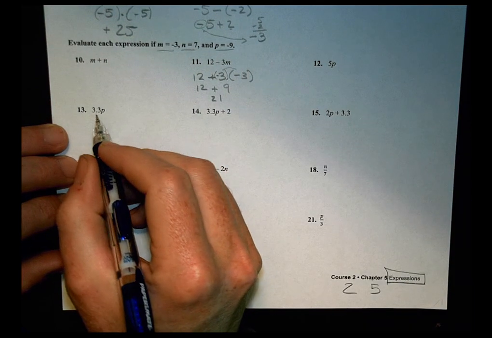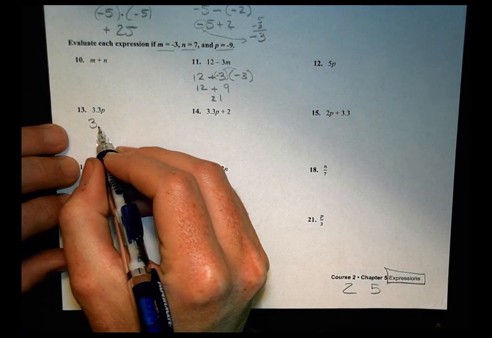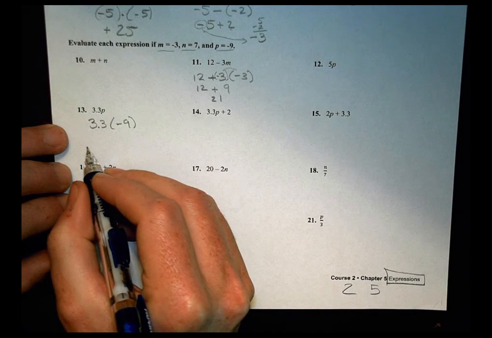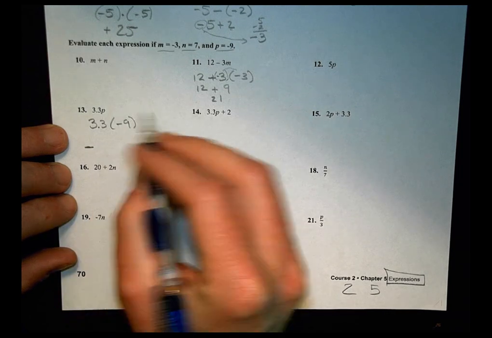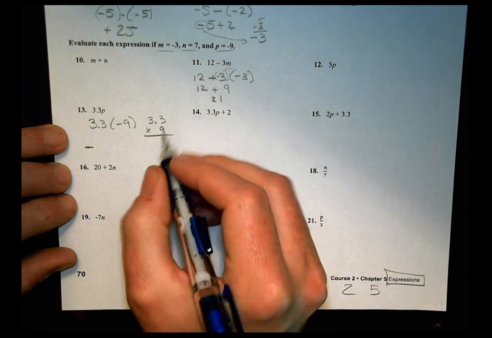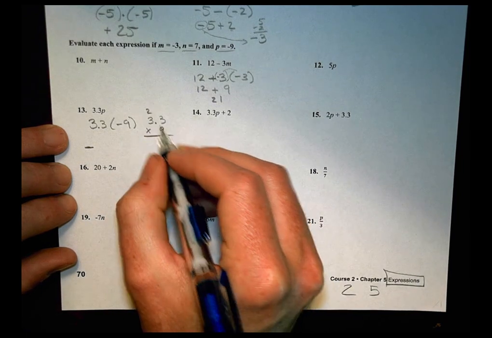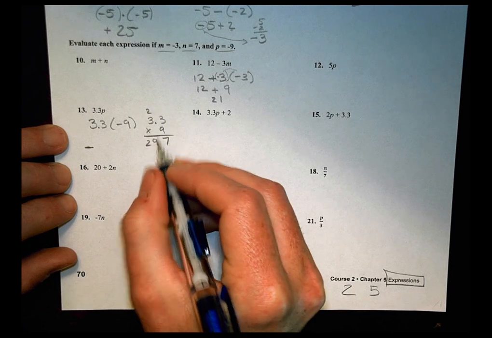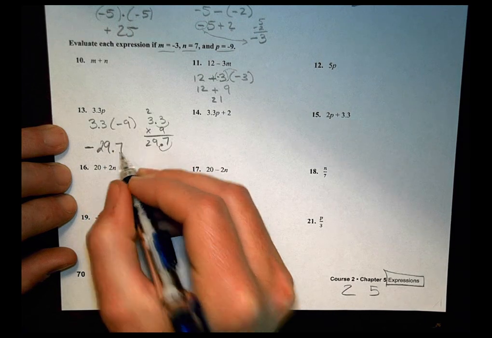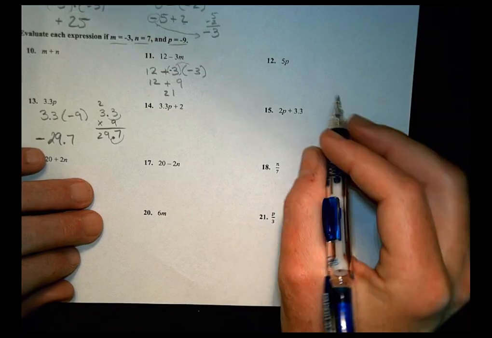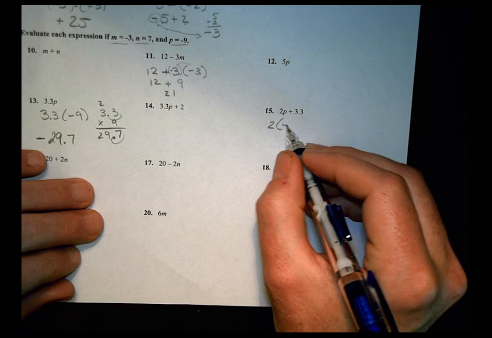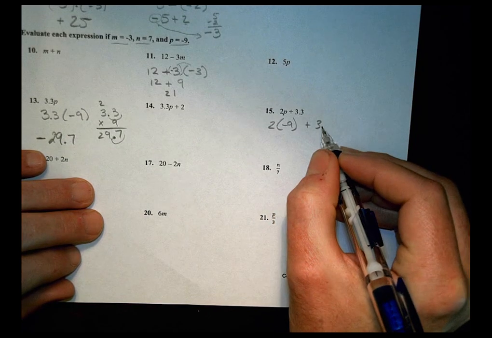Alright, number 13, we have 3.3 times p. Oh no, a decimal, that's okay. And then p, it said, was -9. So a negative times a positive is going to be a negative answer, so we'll keep that in mind. Now let's go ahead and solve this one. We can do it like this, 3.3 times 9, not worry about signs right now. 3 times 9 is 27, 27 plus 2 is 29. We have 1 behind the decimal, so we move the decimal there. So -29.7.